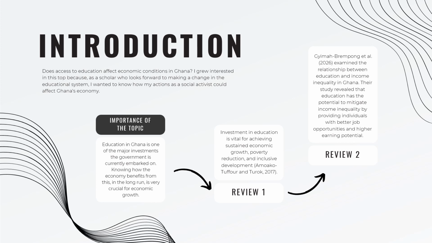So this topic has been researched by a number of researchers, and from the two literature reviews I looked at, they concluded that investment in education is very vital for sustaining economic growth and poverty reduction. This was confirmed by the next literature review, because they examined the relationship between education and income inequality, and were able to identify why it's important to provide access to education to people, since it gives them higher opportunities and incomes.